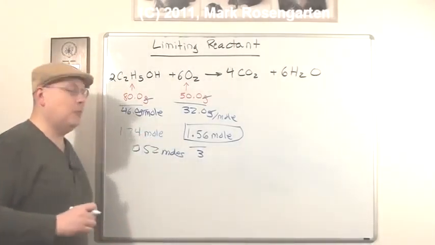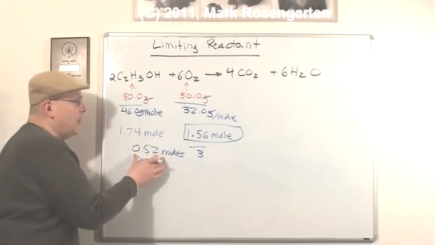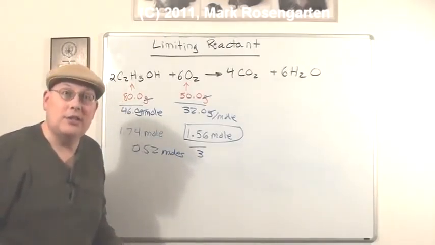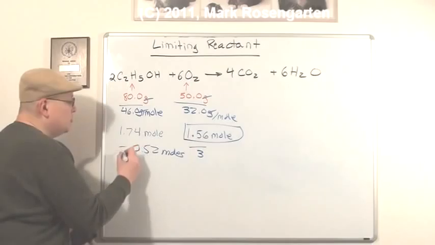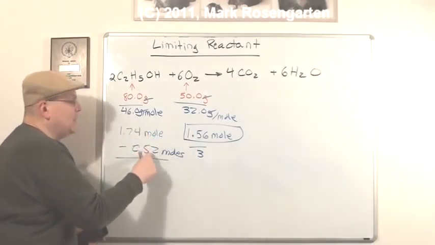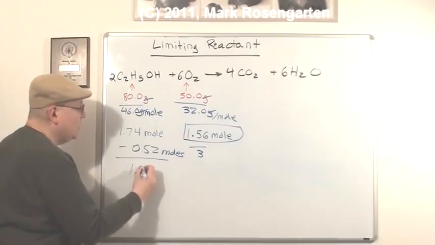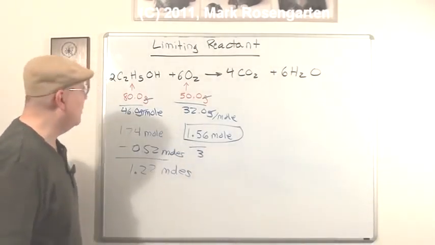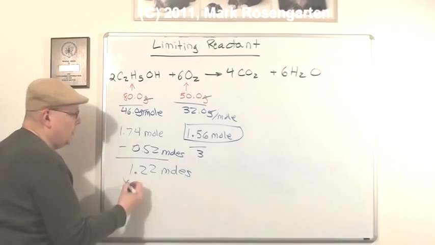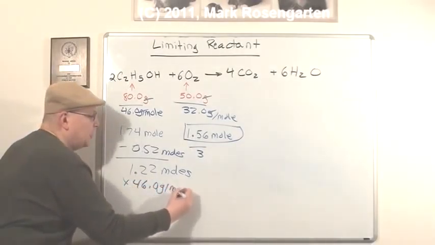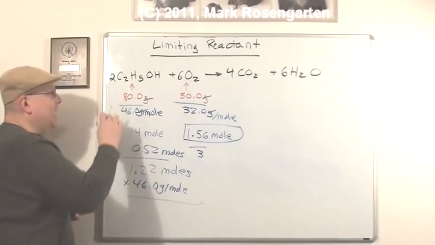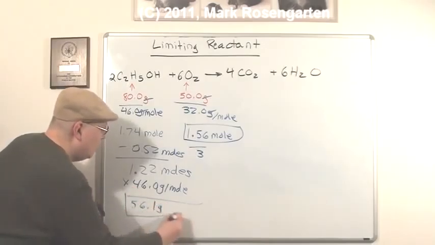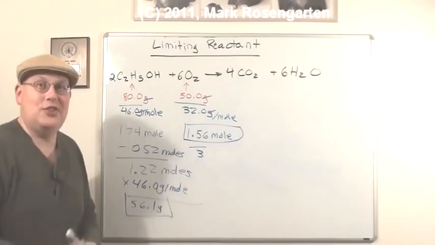Now, we have 1.74 moles to work with, but we're only going to use up 0.52 moles of it. That gives you your 1-to-3 ratio. So how much ethanol is going to be left over when you're all done? Well, let's subtract it. We had this much to start with. We have this many to end with. 1.22 moles. You want to find out how many grams of ethanol is left over when you're all done? Easy. Multiply by the formula mass, 46.0 grams per mole. And that means of our original 80.0 grams, we would have 56.1 grams remaining after all the oxygen has been used up.